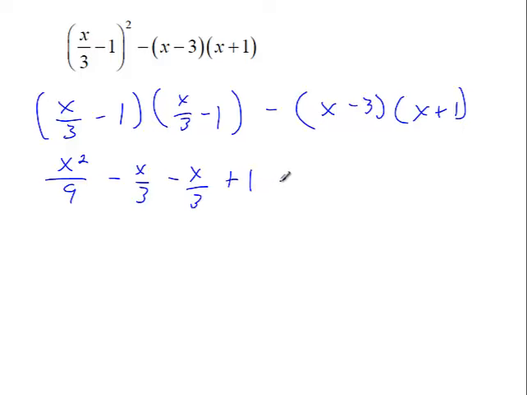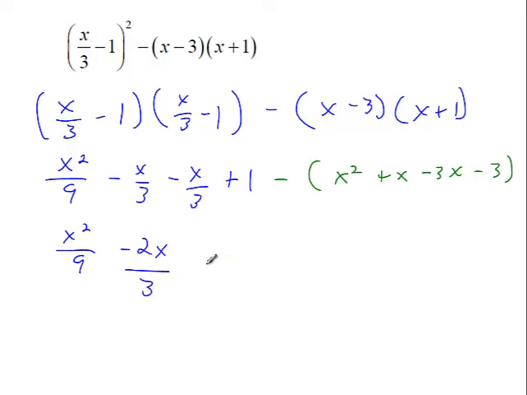When we look at the second set of brackets, I'm going to bring down that subtract sign. We're going to FOIL, but I'm going to leave my answer in brackets still. X times x gives us x squared. X times 1 is plus x, negative 3 times x is negative 3x, and negative 3 times 1 gives us negative 3.